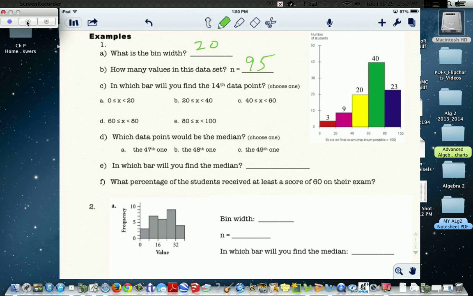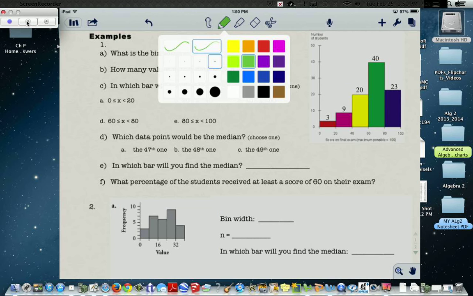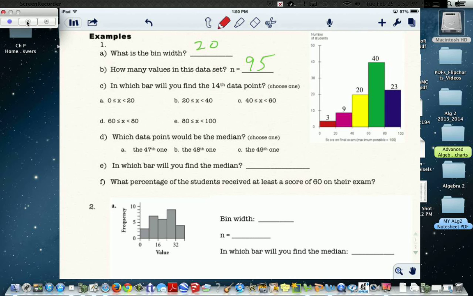In which bar will you find the 14th data point? Well, in this case, the 14th data point, I would start from this side and I'd move my way left to right. So the first 3 are located in the first bin. The next 9, so I'm at 12 now. So the 14th data point would be located somewhere in the 20, this yellow bar. So I would say anywhere from 40 to 60. Right there.